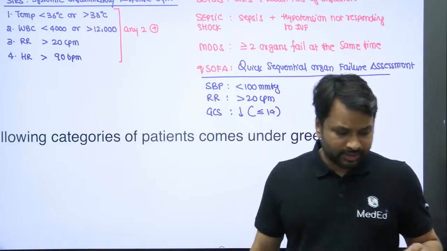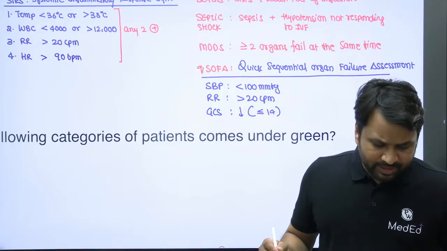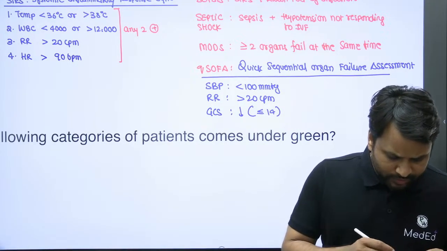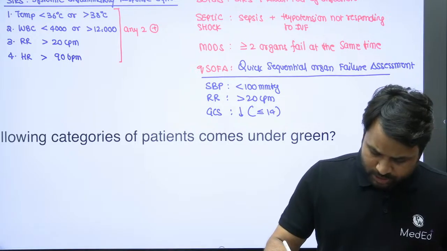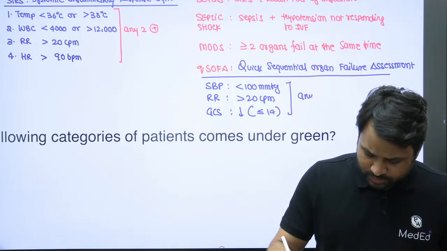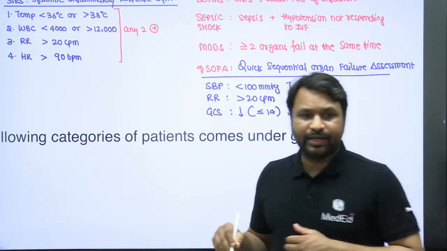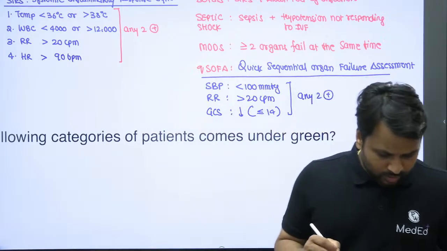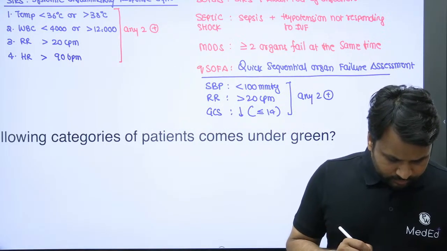the component, right? Same thing that we have already discussed in the component of SOFA and qSOFA scores. So again, any two positive indicates poor prognosis. Any two positive indicates poor prognosis, that you have to remember. Okay? Clear, guys?